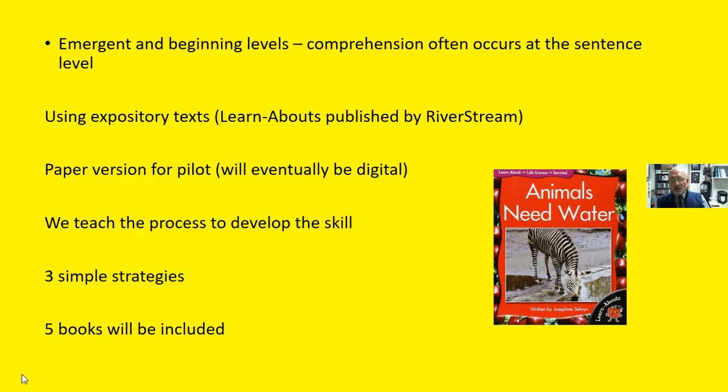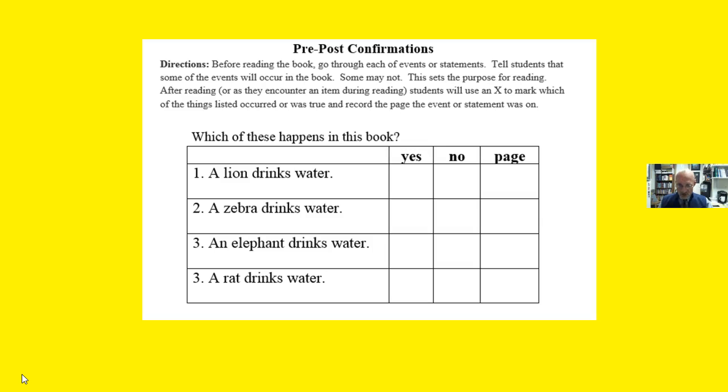Meaning, we do not want students to master the graphic organizers. We want them to do the skill automatically as they're reading, to engage in the cognitive process. Three simple strategies will be used in this 5-lesson pilot, and I'll go over each one of these. And 5 books will be included so that you can do this.